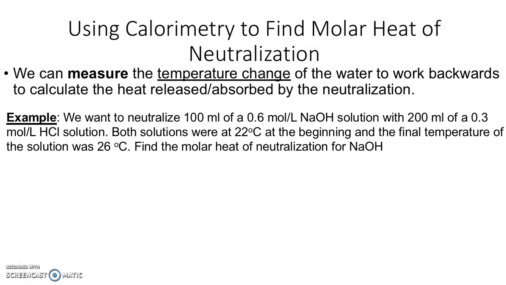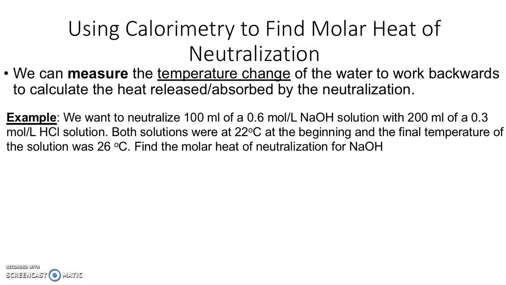So the example is very simple here. It says we want to neutralize 100 milliliters of a 0.6 moles per liter solution of NaOH with 200 milliliters of a 0.3 HCl solution. Both solutions begin at 22 degrees Celsius when they're mixed in, of course, and the final temperature of the solution is 26 degrees. So find the molar heat of neutralization for NaOH.